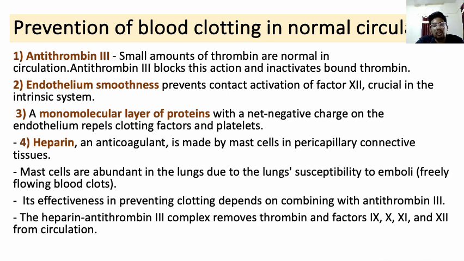4. Heparin, very important, which is the natural anticoagulant that is produced by the mast cells in the precapillary connective tissue. Mast cells are abundant in the lungs because lungs have more chances of emboli formation, which are freely floating blood clots. Its effectiveness in preventing blood clots is by combining with antithrombin 3. The heparin will combine with antithrombin 3, so it becomes more active, more effective. The heparin antithrombin 3 complex removes the thrombin and factors 9, 10, 11, 13 from the circulation.